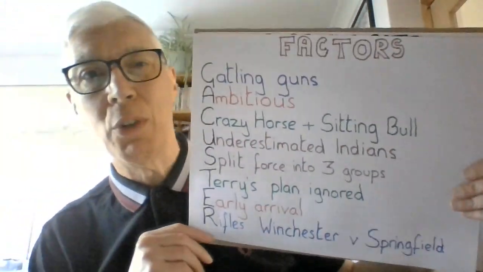Custer and all 225 men were killed. The Battle of Little Bighorn was lost by the American Army. Why? Reasons, factors. Well, here's some for us.